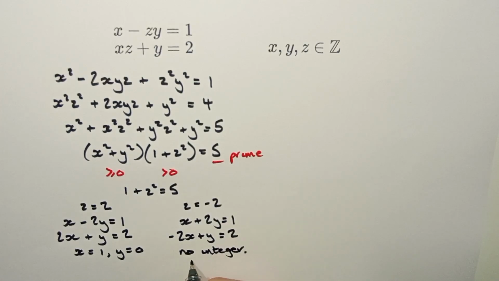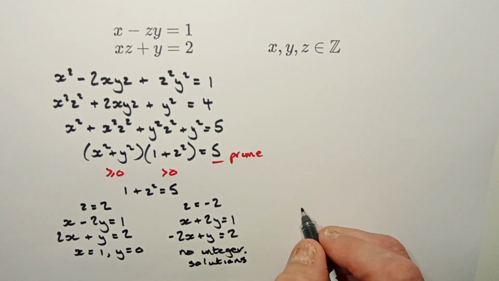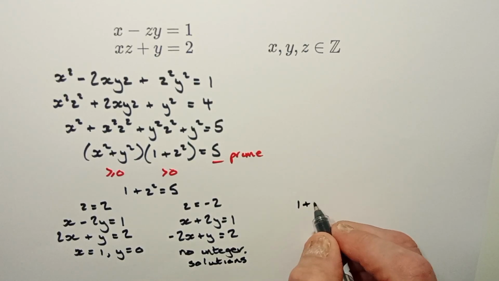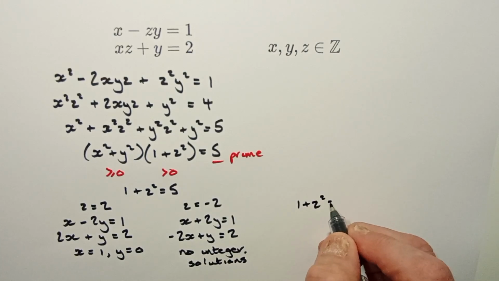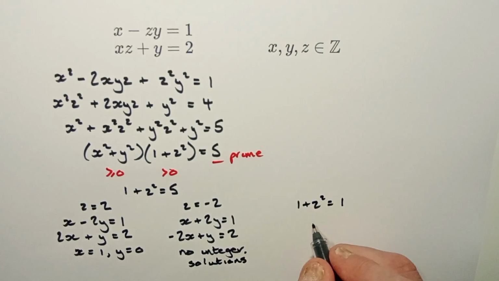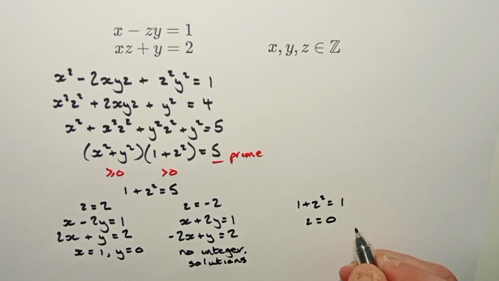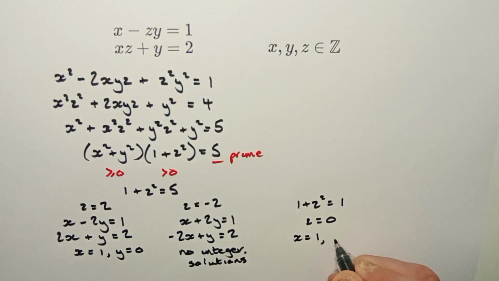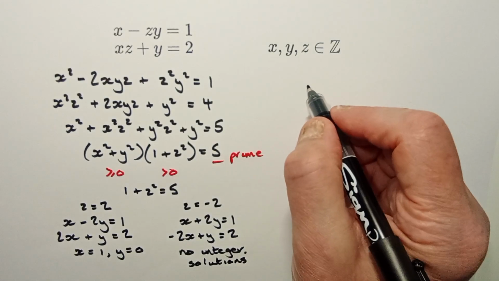And then the final one we would need to look at is 1 plus z squared equals 1. There, obviously, z equals 0. And therefore, back into the original equations, x must equal 1 and y equals 1. And those, because of that prime and the factorization, give us the only solutions.